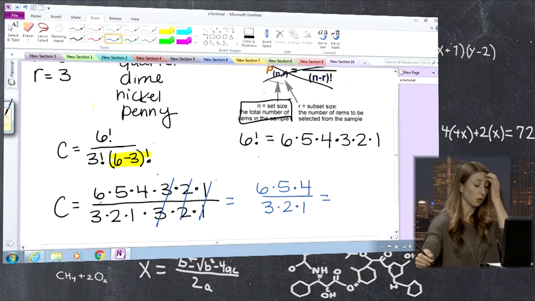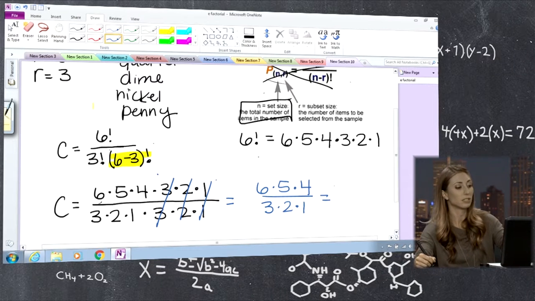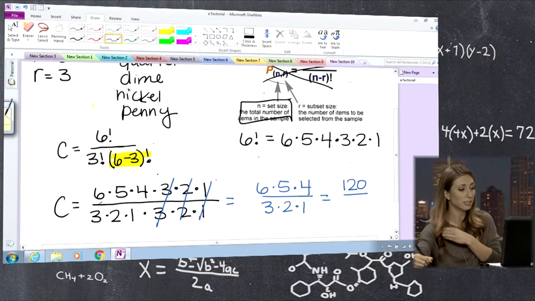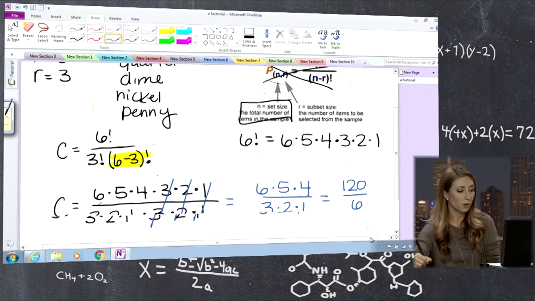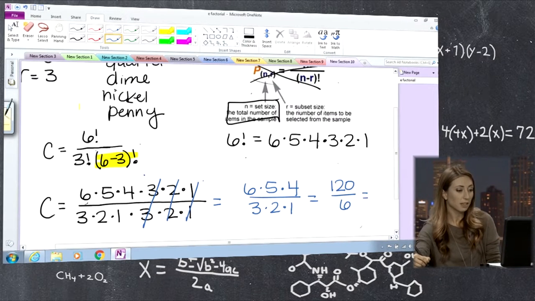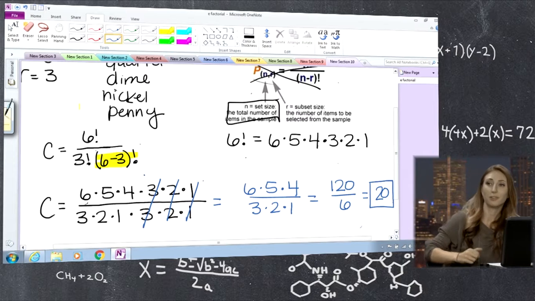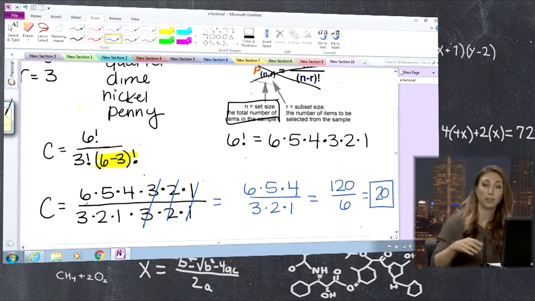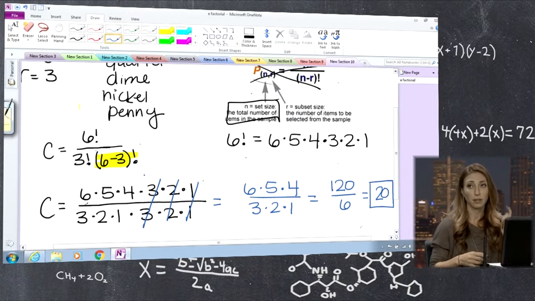And we can just go ahead and multiply those out. So 6 times 5 times 4, we get 30 times 4, which gives you 120, over 3 times 2 times 1, which is 6. And then 120 divided by 6 is going to give us 20. So after all that work, we found that we have 20 different combinations that can be made from this set of items.